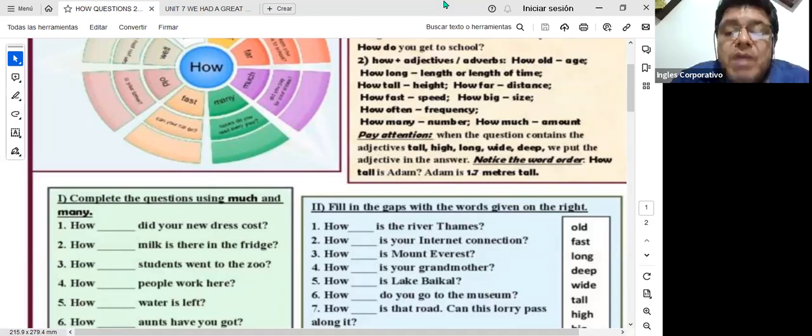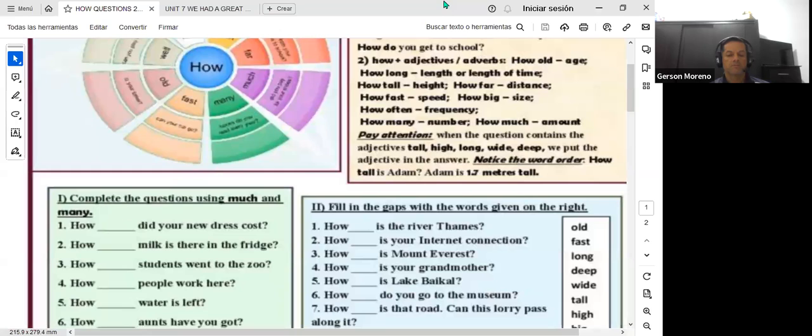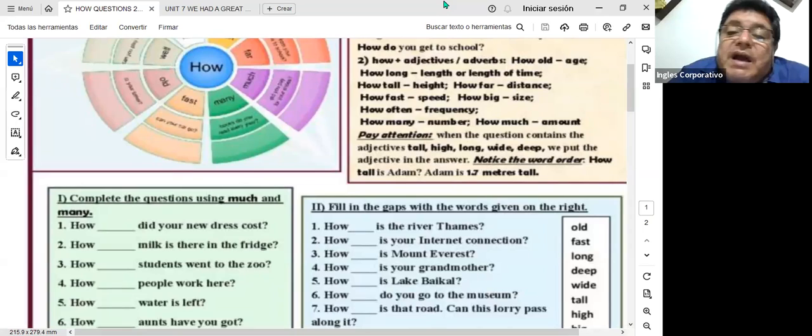When you answer, because you cannot count water, you cannot count milk. But when you answer, for example, if I ask you, how much coffee do you drink? I drink 3 cups of coffee a day, or 2 cups of coffee. In that case, you can count in cups, like 1 cup of coffee, 2 cups of coffee, 3 cups of coffee. So then I can make the question, how many cups of coffee do you drink? Because you can count the cups of coffee.